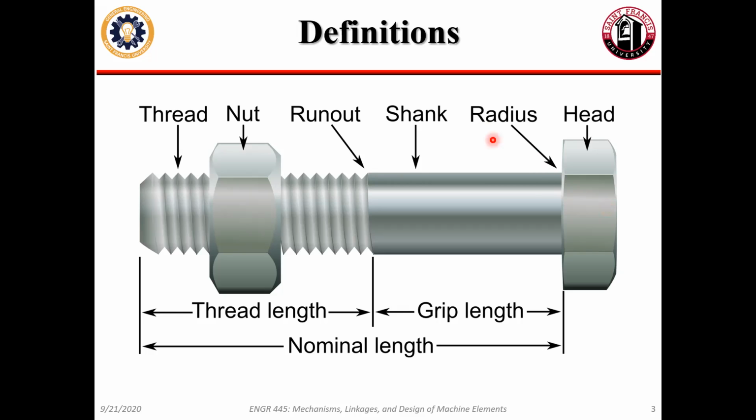One thing to note, there is a small radius here where the head meets up with the body of the screw. We'll talk about that a little bit more later when we talk about the thickness of bolted members, because that radius is essentially a large part of why you use washers. It helps to decrease stress concentration. But we'll get there when we get there. So that's bolts. Any questions on that? Okay. But enough about that.